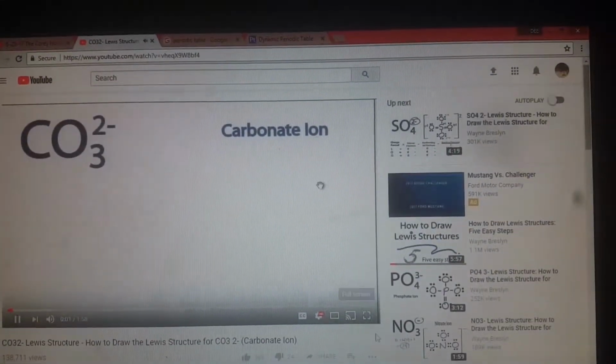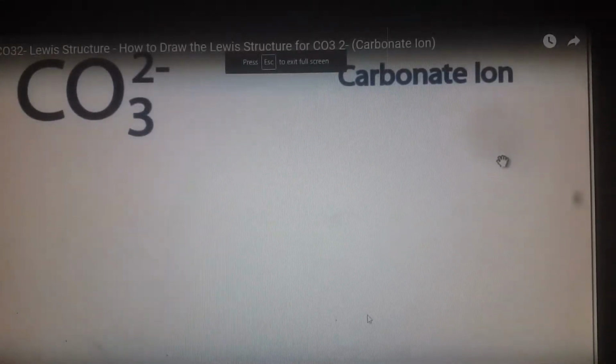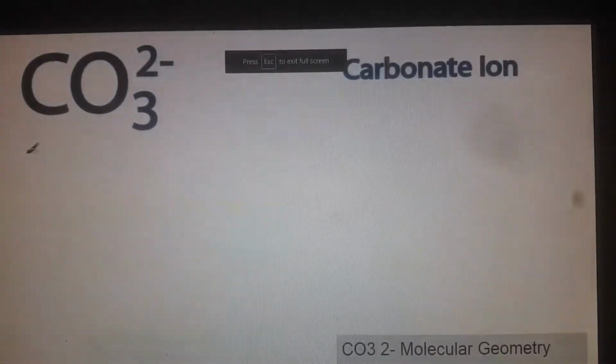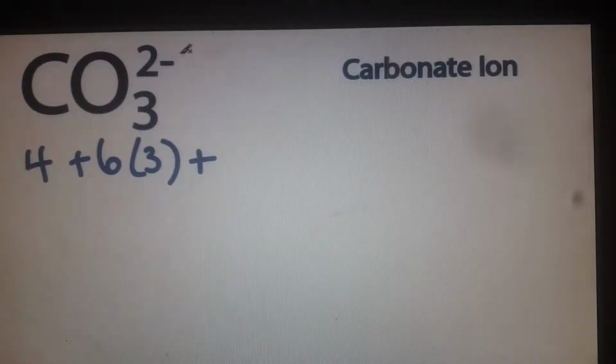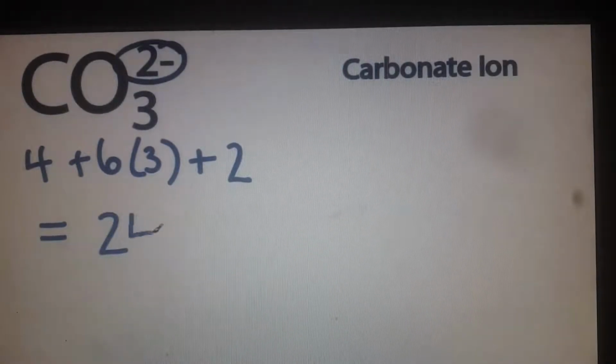The CO3 2- Lewis structure of the carbonate ion. Carbon has 4 valence electrons. Oxygen has 6. We have 3 oxygens. And this -2 means we have an extra 2 valence electrons. Add that all up, 4 plus 18 plus 2, 24 valence electrons.